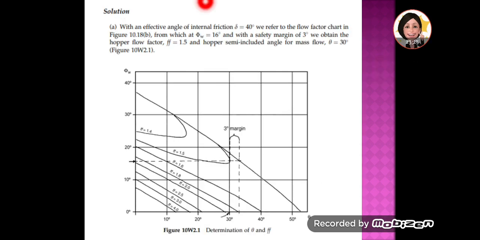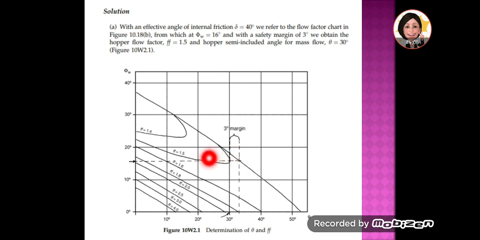Since the question mentioned that the internal friction angle is 40 degrees, we will be using the figure of 40 degrees, which is figure 10.18B. It's given that the kinematic angle is 16 degrees, so this is about 16 degrees. So we draw a line until we touch the flow factor value.